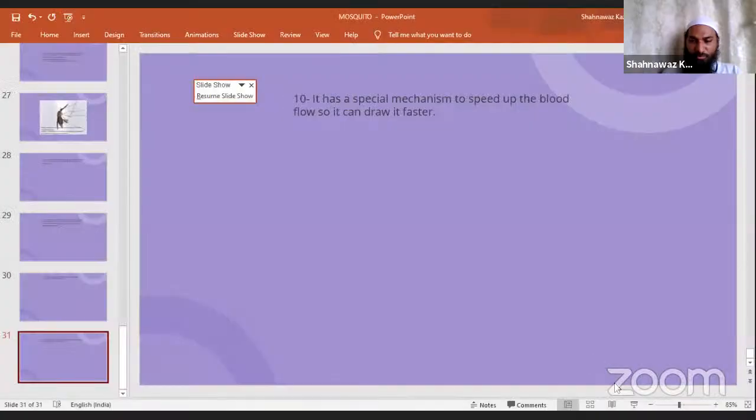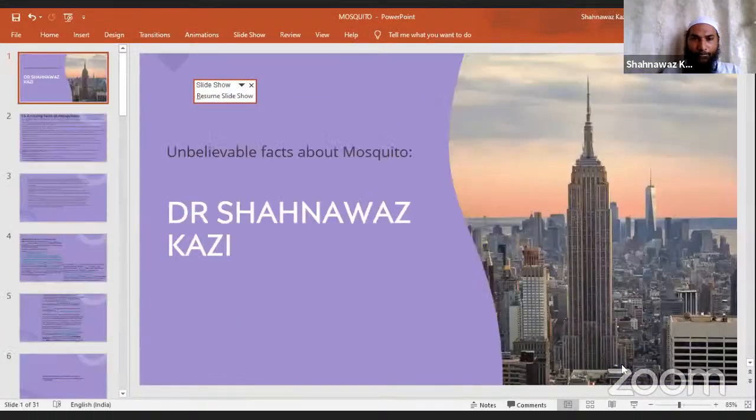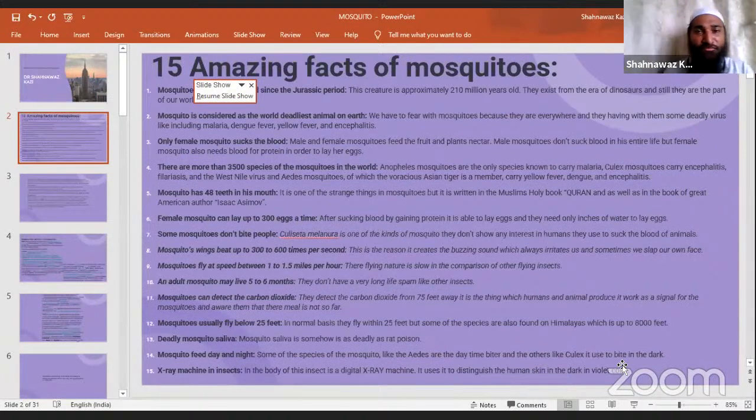It's not a refined one, but at least I think the message will sort of go across. Okay, so unbelievable facts about the mosquito. There are 15 amazing facts about the mosquito. Right, so they have been there since the Jurassic period, and are almost 210 million years old.